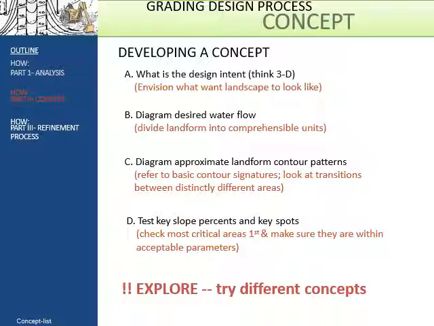Then you're going to diagram the approximate landform and patterns. For example, are you going to have a contour here? Are you going to have sheet flow? You're going to look for these contour signatures because you're going to draw them out, look for transition areas and where things might be difficult. Then you're going to test key slopes using percentages and spots. And you're going to do these very roughly. You're going to check for the most critical areas and see if you can come up with slopes that are within the acceptable parameters. We're going to show you how to do this using very rough calculations. This is not detailed calculator work. This is very rough work, like using a chainsaw on a piece of wood.